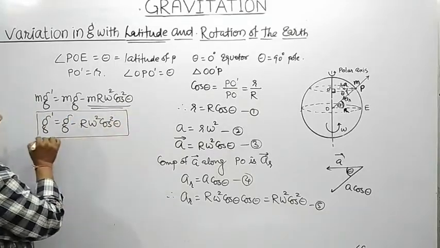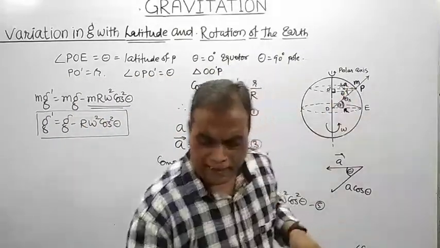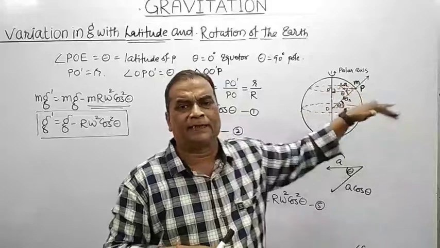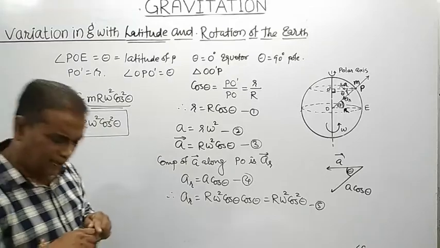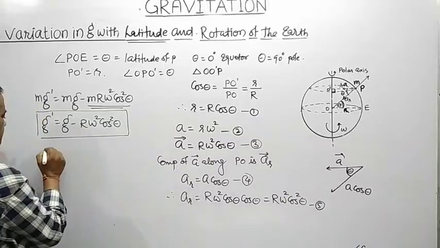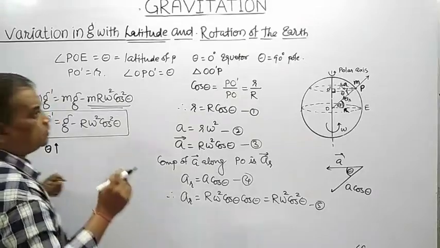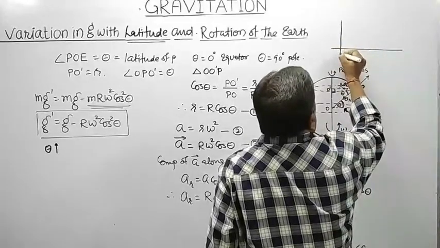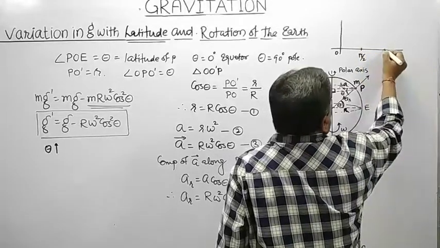This will give us the net acceleration due to gravity at any point P on the surface of earth at latitude theta, and that is equal to g minus R omega square cos square theta. Remember that as far as this latitude theta is concerned, when theta increases, you know how the cosine of an angle varies. Here the angle is 0, here the angle is pi by 2, and here the angle is pi.